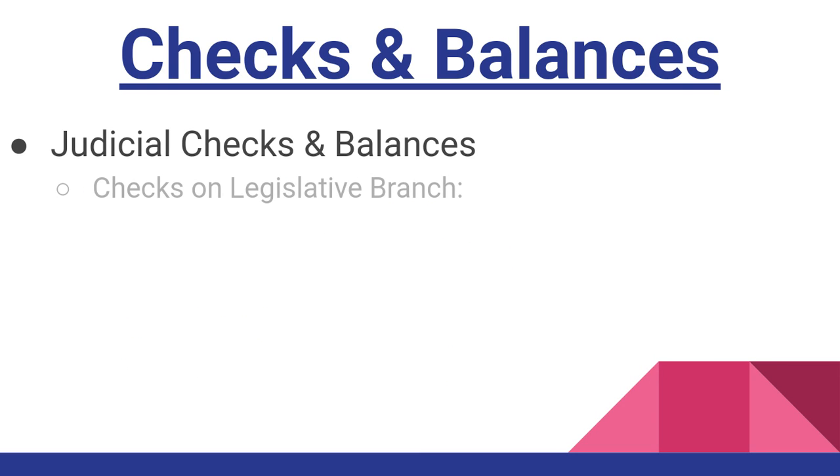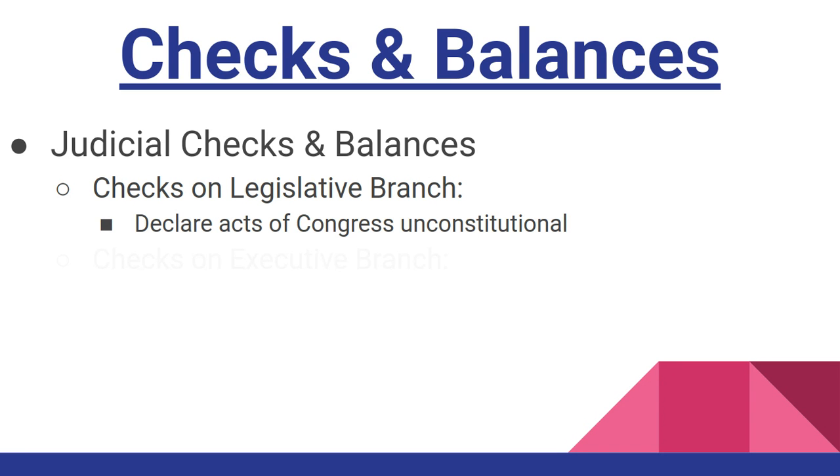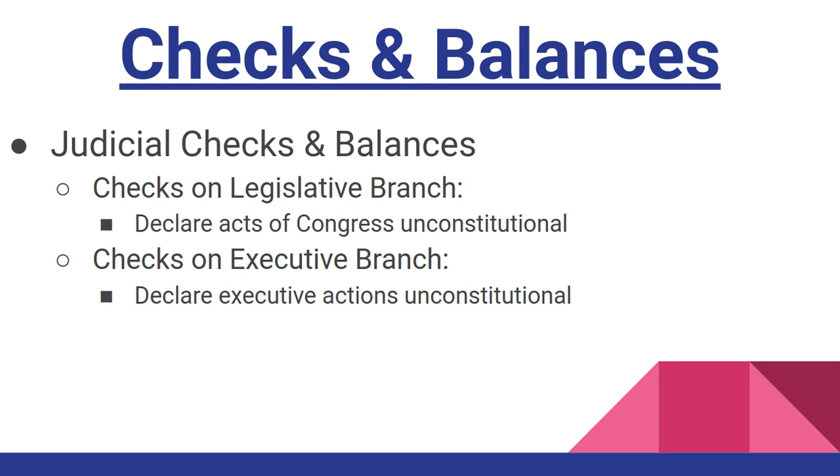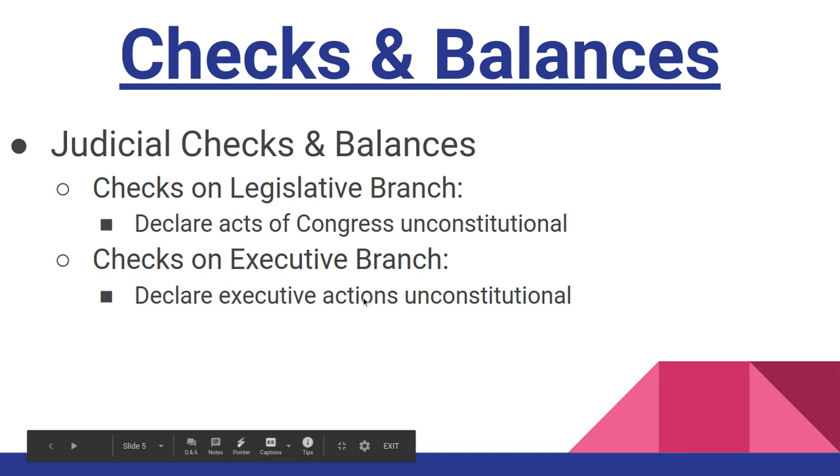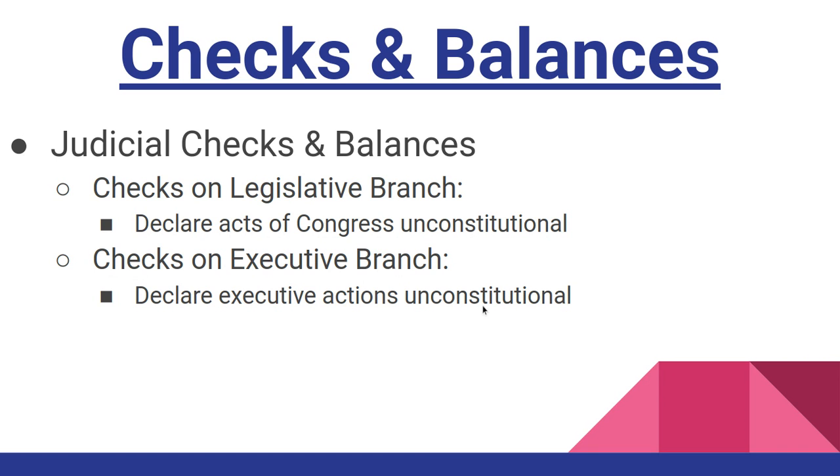Then lastly, what the judicial branch can do to limit both branches, it is very simple. They simply declare either acts of Congress, could be a law that they passed, unconstitutional, or they can declare an executive action, maybe an executive order, unconstitutional. So it's the same idea of judicial review, declaring whether or not something's constitutional. All you need to do is make sure you're specific about what exactly they're declaring that. So for the legislative, it's an act of Congress. For the executive, it's an action from the executive, the president.